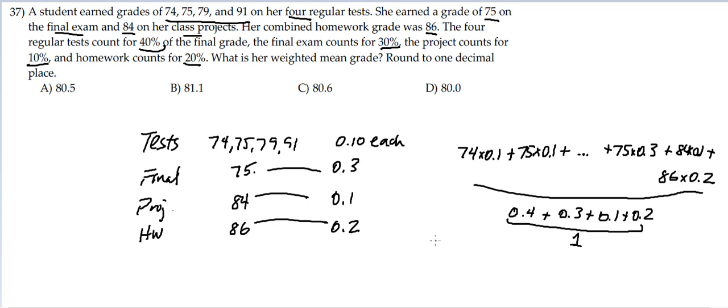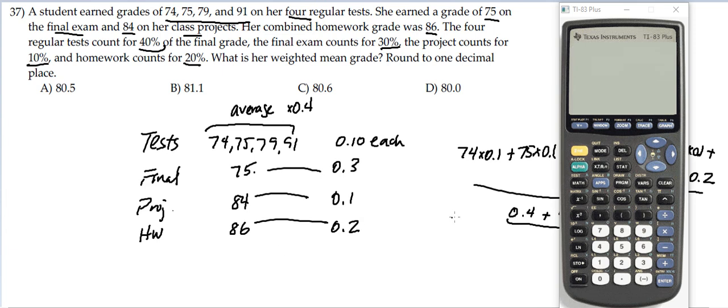So let me show the graphing calculator here, and I'll show you how to do that. Now, I'm going to show you a couple different ways. We can do it like we did the last one and put 74 times 0.1, 75 times 0.1. Or another way to do this is to find the average of these, which is easy enough, and then multiply the average times 0.4. So either do each test times 0.1 or the average times 0.4, and you get the same result. All right, so let's find that average first, just to show that you can do it that way, since in question 36 I showed how to do them individually.